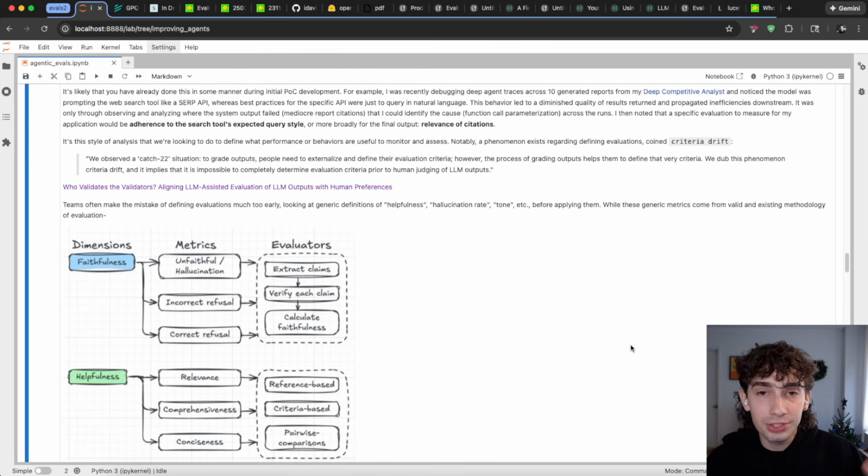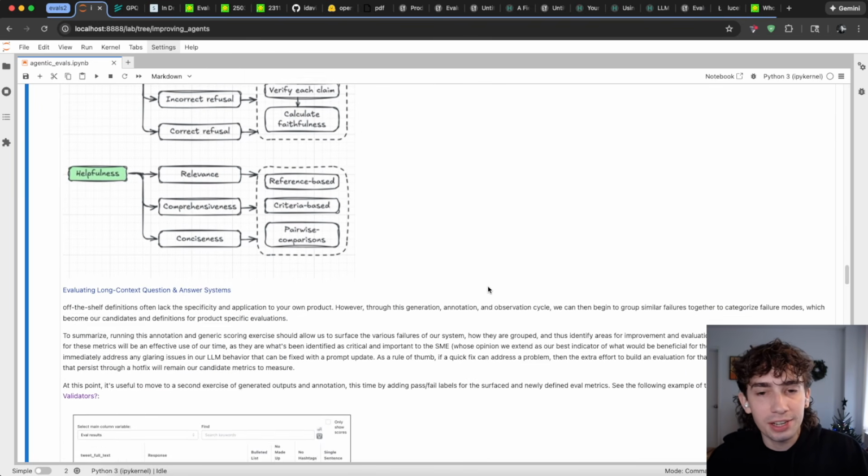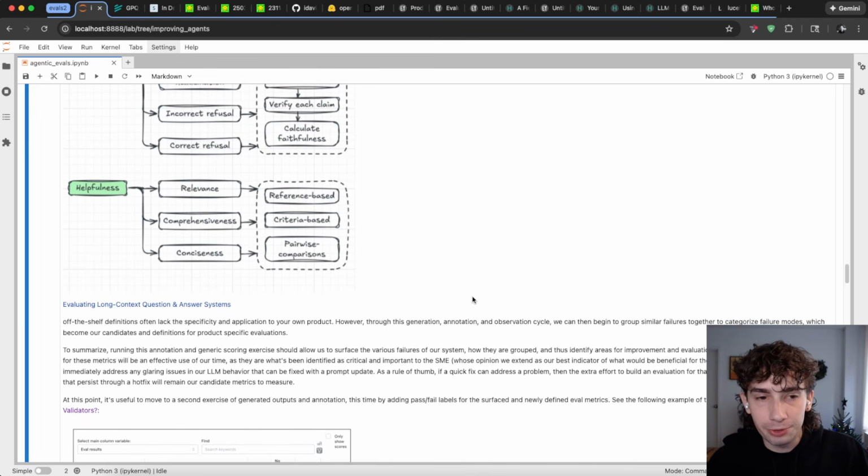And these various definitions are going to become, as we build them out a little bit further, much more useful than looking at some of the more generic definitions of various different metrics that we may see fly around online, things like helpfulness or hallucination rate. While these metrics are actually valid, the issue is that they are not defined and scoped specifically to our product, which is what we are trying to do more specifically with this effort.